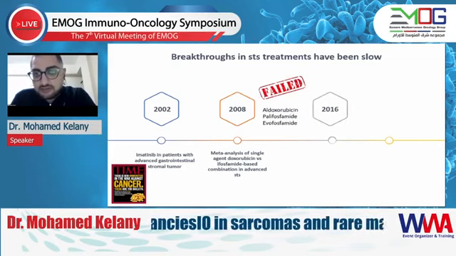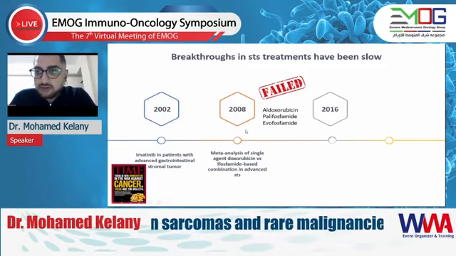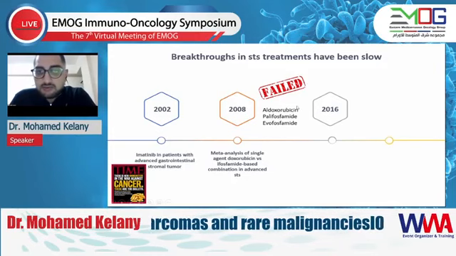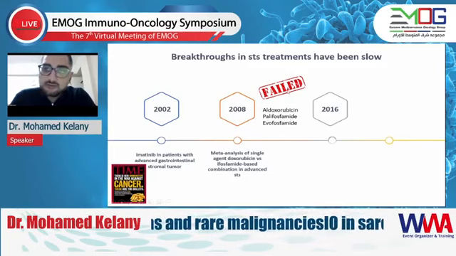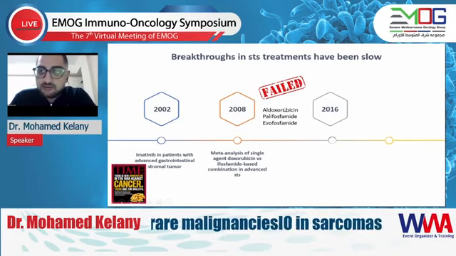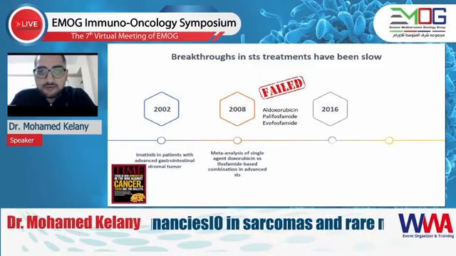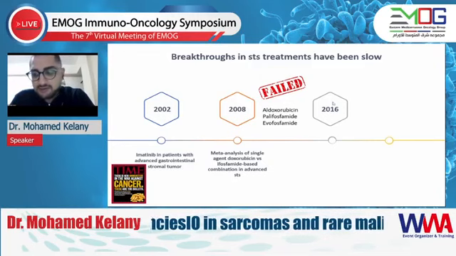From 2008 till 2016, a lot of trials tried to beat doxorubicin alone: aldoxorubicin, palifosfamide, or ifosfamide combinations versus doxorubicin alone. All of these trials failed to show any survival benefit against single-agent doxorubicin. So single-agent doxorubicin had never been beaten till 2016.